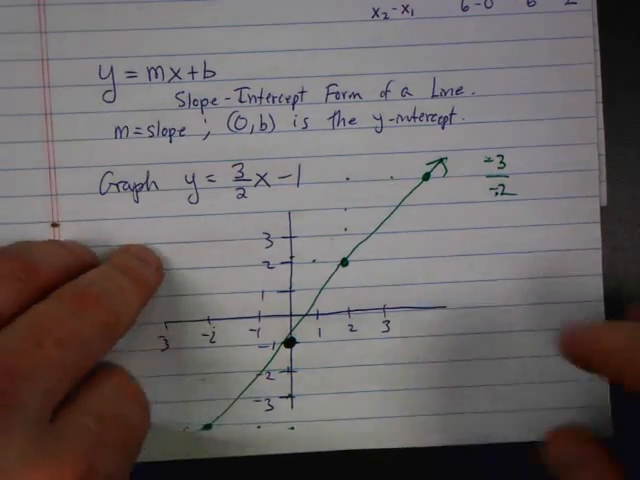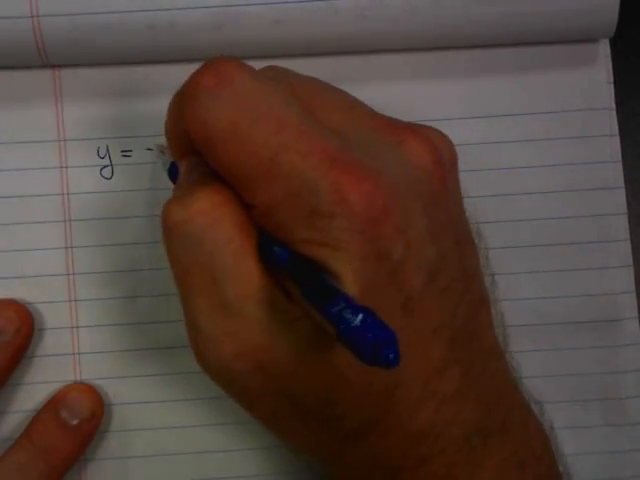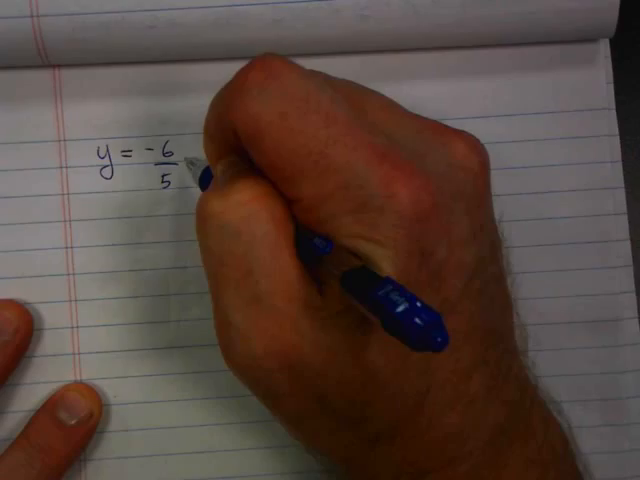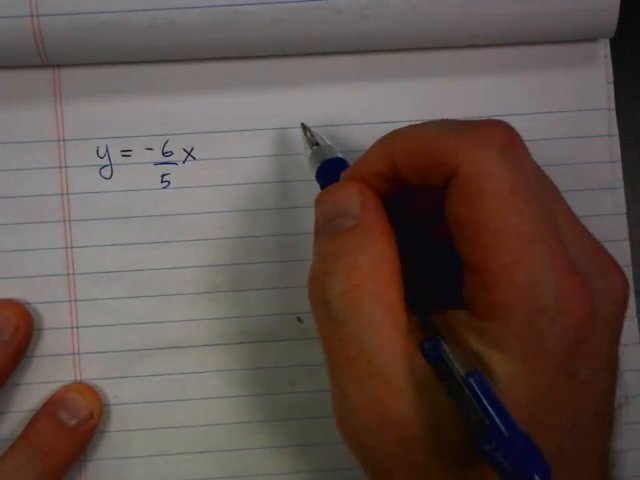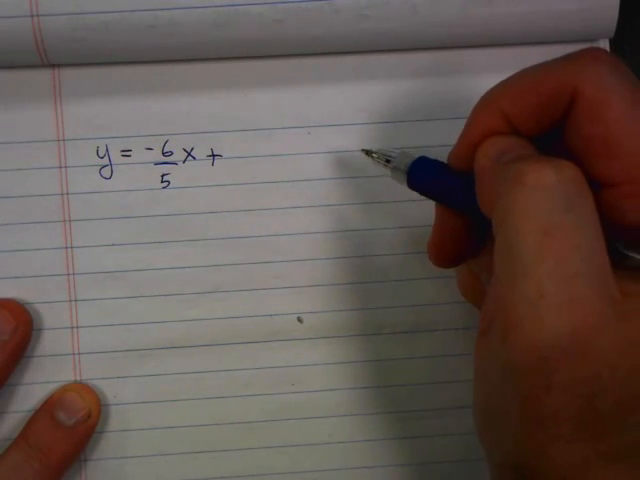All right. So that's good stuff. What if I gave you y equals? Somebody give me a slope. -6/5. We're going negative this time. y equals -6/5 x plus 3.